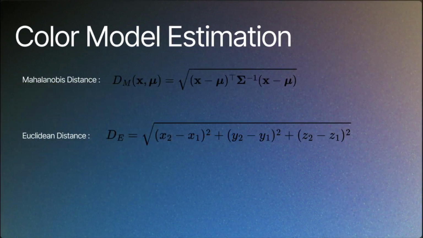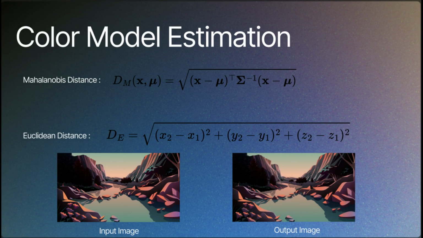Importantly, while the original paper uses Mahalanobis distance to compare pixel colors, we instead use Euclidean distance for its computational simplicity and practical efficiency. Despite this simplification, the results remain visually and numerically comparable.